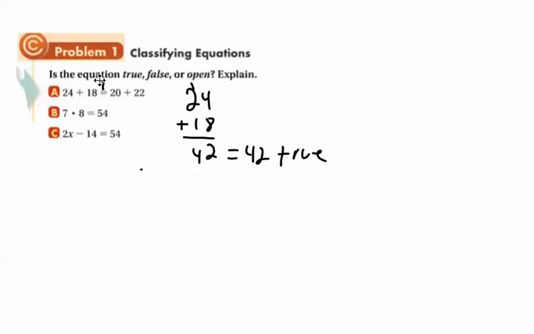7 times 8 is 56, not 54, so that's a false. Okay? And then 2x minus 14 equals 54. I don't want you to solve it, but this is actually open. And why is this open? Because we have to solve for x, which is our variable for that. We need to solve that for x. So you got it. Why don't you pause the video, take a minute or two to do that, and I'll see you here in less than 60 seconds.